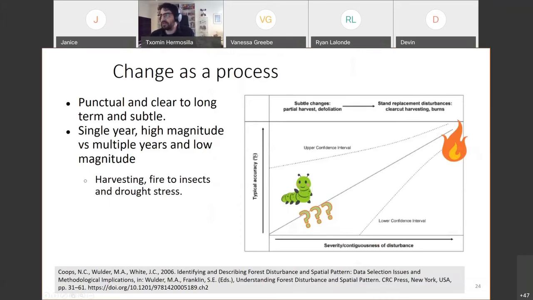So the accuracy to detect areas that have been burned, that have a big severity and objects with a big extent, will be higher than the accuracy that we get on the detection of non-stand-replacing disturbances. And on the same token, the confidence intervals on the detection of fire will be smaller than the confidence intervals that we will have on the detection of non-stand-replacing disturbances.